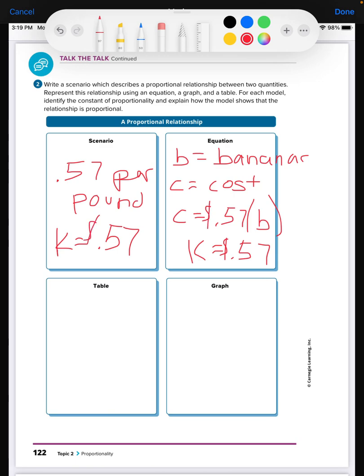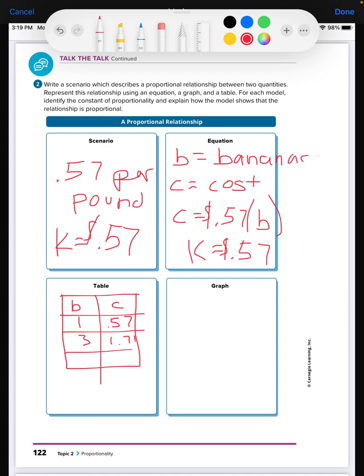Right? Okay, so if I set up a table, I'll have a table here. Make sure you label it. So bananas, total cost. So if I buy one banana, it's 57 cents. If I buy 3 bananas, it is $1.71. If I buy 5 bananas, it is $2.85. And if I buy 10 bananas, it is $5.70. And whenever you take the constant of proportionality, which is the 57 cents, and you multiply it by the bananas, you should get the total cost every time.